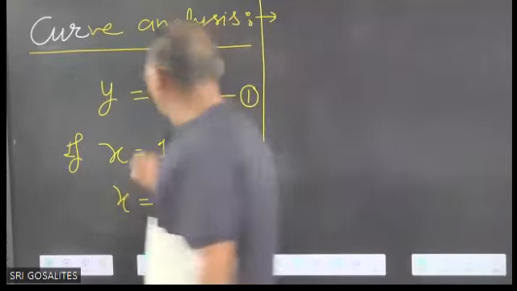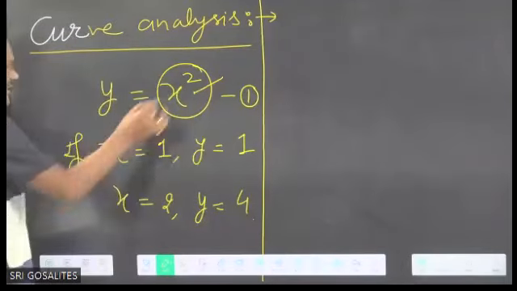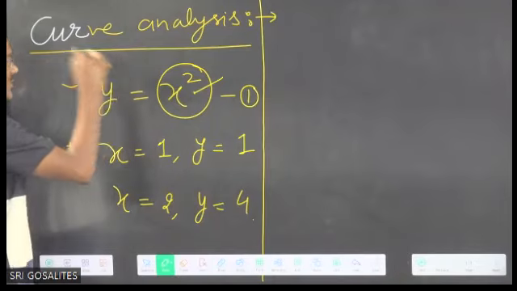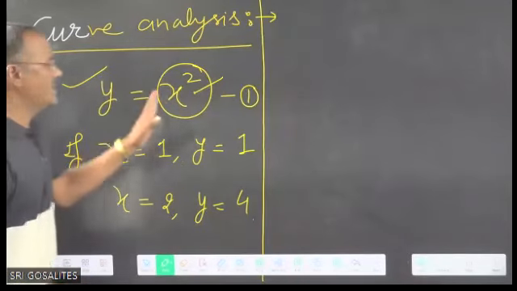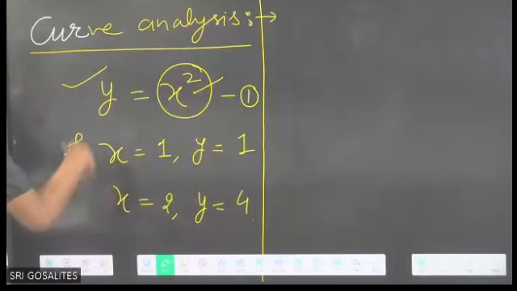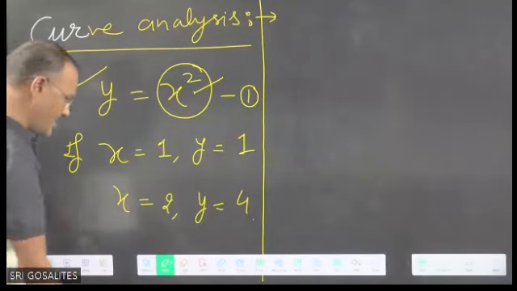Listen now. और अगर हमने x कितना लिया? X we are taking as 2, then square of 2 is what? 4. So this is called dependent. Means y depends upon the x. Okay. Now this will lead you towards the differentiation.